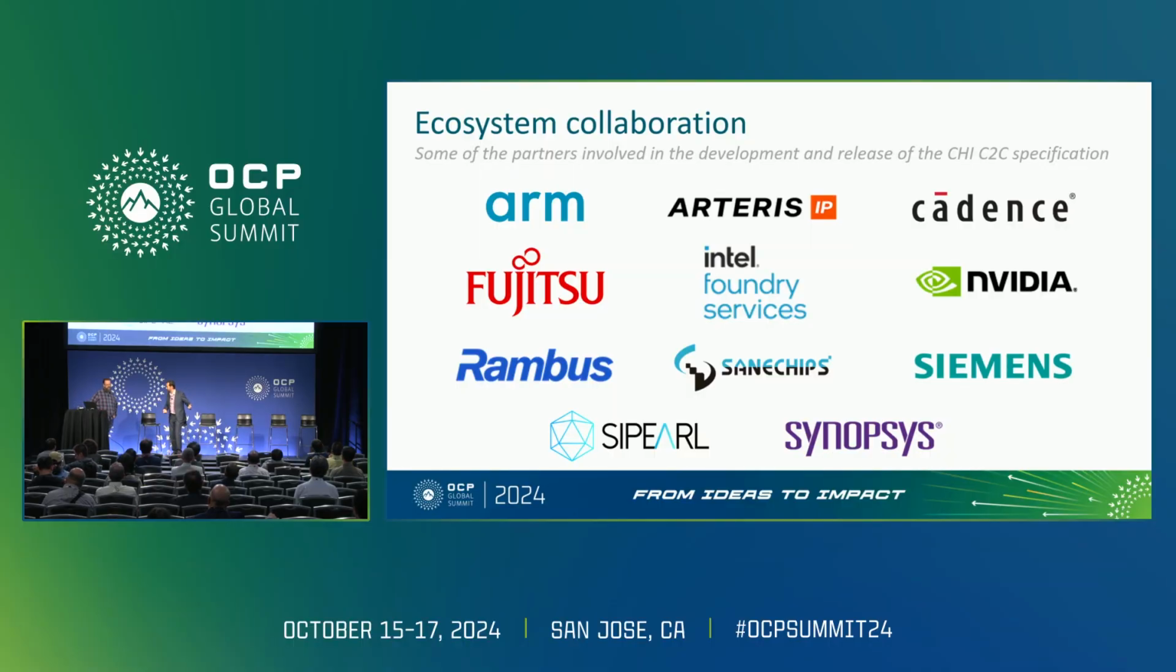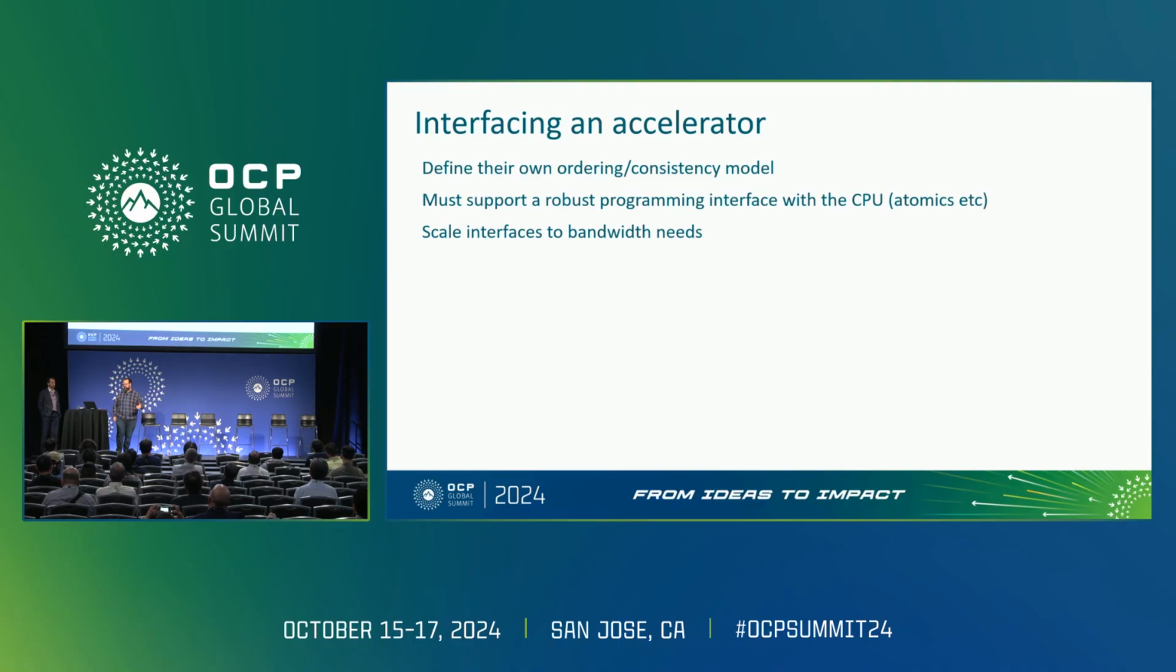Okay, thank you, Francisco. Yeah, so Nvidia, we've been working with ARM for several years to really help develop this CHI chip-to-chip protocol. So today I wanted to give you a little bit of discussion about what it takes to interface an accelerator and why you might want to choose AMBA chip-to-chip as your protocol. Accelerators have three major problems when you're trying to integrate them into a system. They often define their own ordering and consistency model, which may be different from your system architecture. They must support a very robust programming interface with the CPU, things like atomics, whatever programming interface they have. And then they also really have to scale. You need to scale up with bandwidth and various other needs that maybe you won't see in some other design. So I'm going to touch on each of these points in a little more detail.